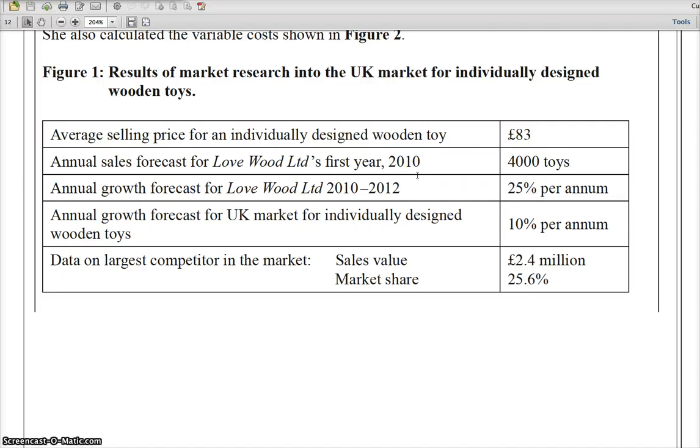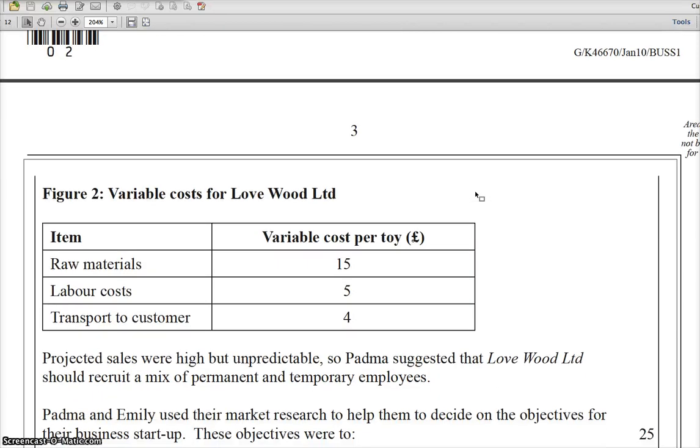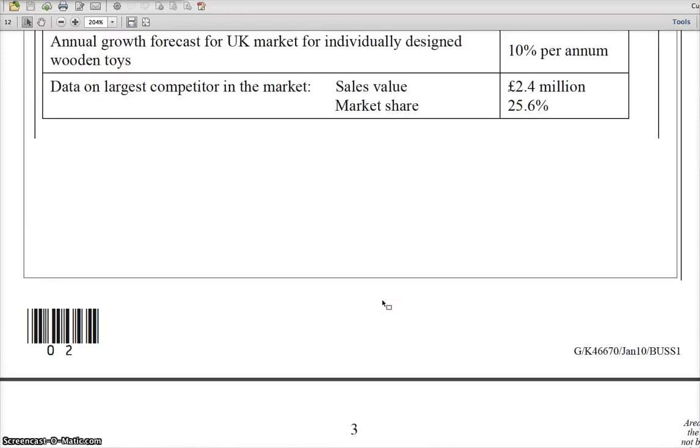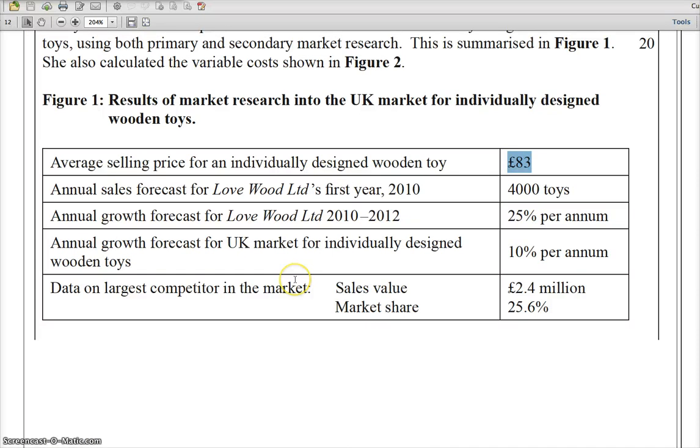Okay, so what I'd like you to do is to have a go at calculating it. So you need to do 2 things. First of all, you need to calculate the contribution per unit. And the way to calculate the contribution per unit is to take that price of £83 and take away the raw materials, the labour cost, and the transport to the customer. So it's your price minus the variable costs. And then what you need to do is multiply that out by 4,000 toys. And that should give you the answer that you need, total contribution. So press pause again and have a go at working it out, and then have a look at my answers.